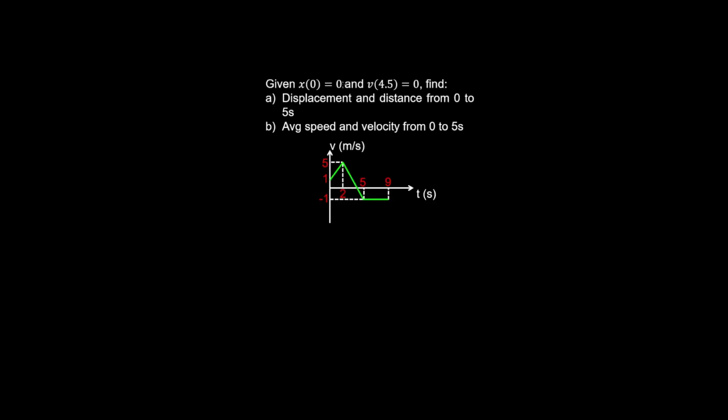Given x of 0 is 0 and the velocity at 4.5 seconds is 0, we're asked to find the displacement and distance from 0 to 5 seconds. So the displacement is the area under the velocity time curve. So that would be the area under this trapezium plus the area under this triangle minus the area under this triangle, which will give you 12 meters.